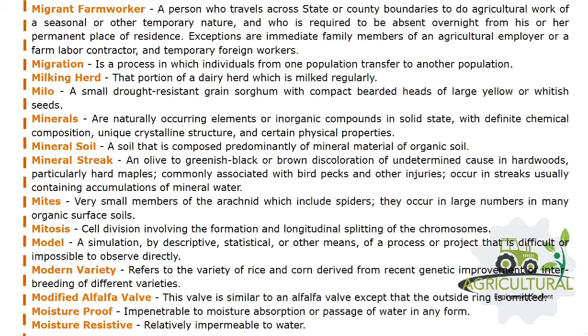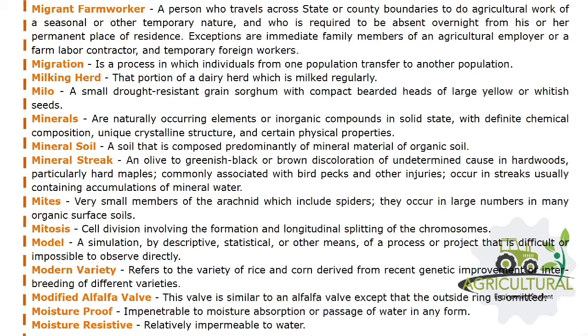Milking herd, that portion of a dairy herd which is milked regularly. Milo, a small drought-resistant grain sorghum with compact bearded heads of large yellow or whitish seeds. Minerals are naturally occurring elements or inorganic compounds in solid state, with definite chemical composition, unique crystalline structure, and certain physical properties. Mineral soil, a soil that is composed predominantly of mineral material as opposed to organic soil.